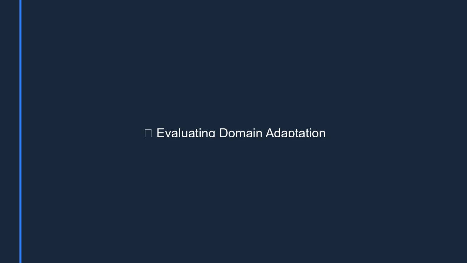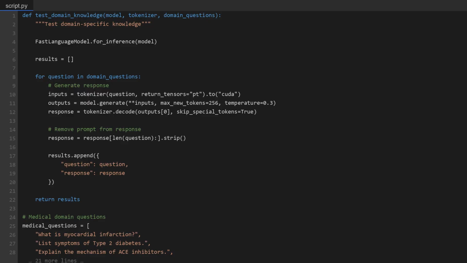Evaluating domain adaptation. The test_domain_knowledge function gives you a concrete way to measure whether CPT actually worked. It puts the model in inference mode, tokenizes each test question, moves the inputs to GPU, and generates a response with temperature set to 0.3, low enough to get focused, deterministic answers rather than creative ones. The original question is stripped from the output, so you're reading only the model's generated answer.